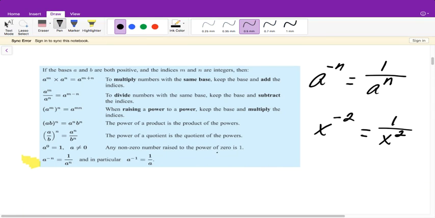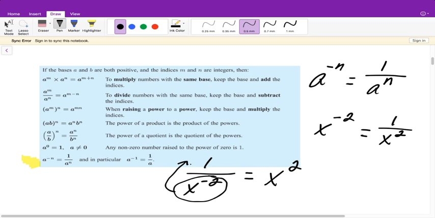The same thing happens if I give you 1 over x to the negative 2 power. This is equal to x squared. In order for me to make this positive, I need to move it to my numerator since it's in my denominator to begin with. In order for me to make the other one positive, since it's in my numerator to begin with, I need to move it to my denominator. So we're simply changing the position that it's in. If it's in the numerator, it goes to your denominator. If it's in your denominator, it goes to your numerator. And then it makes our power positive.